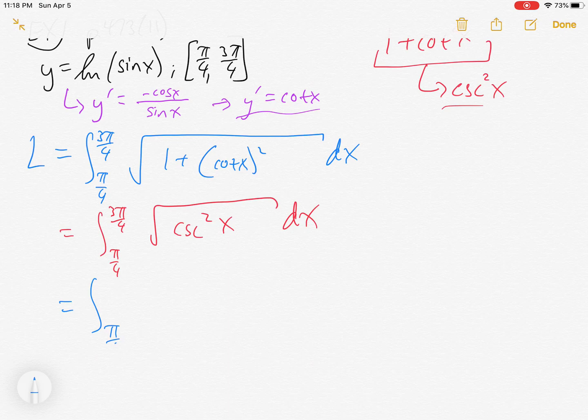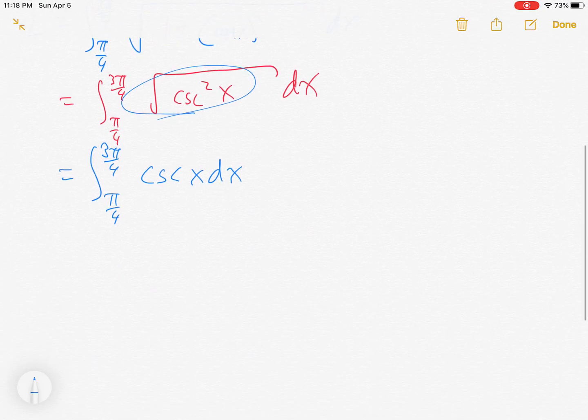Do we know the integral of cosecant squared x? Oh, sorry, I got that wrong. Do we know the integral of cosecant x? No. But it's under a square root anyway, so we're happy about that. We're going to make this cosecant x dx. So we simplified it. We got rid of the square root. That was the main thing.